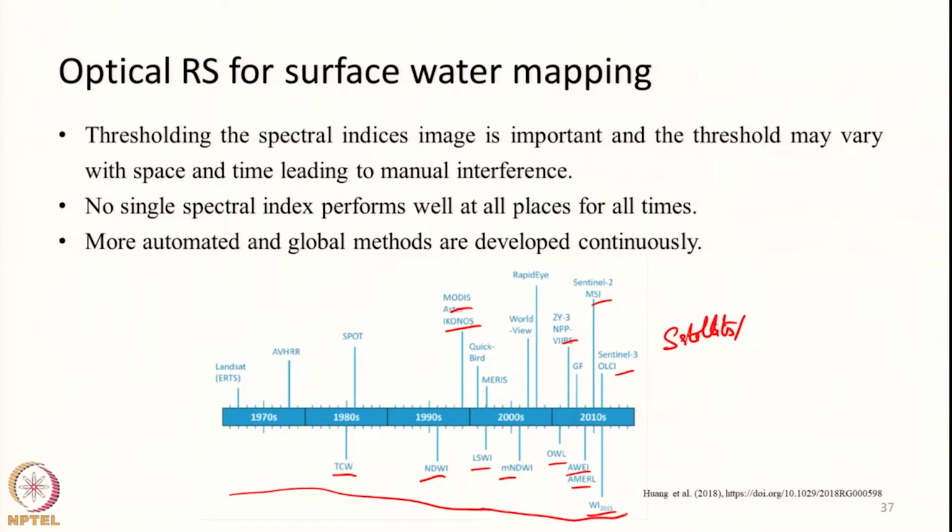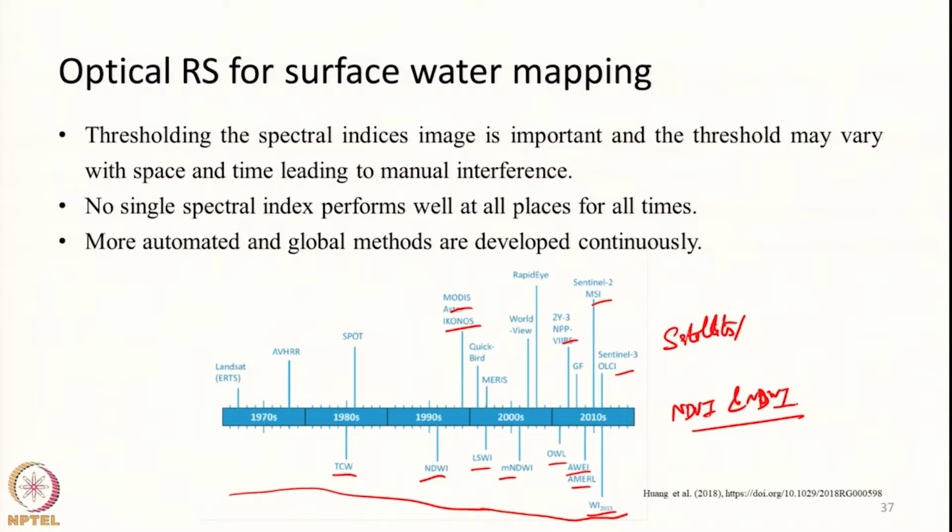Okay. And people have even used a combination of NDVI and NDWI. This is also being used in order to retrieve open water bodies. So, there are different ways and different thresholding methods have been used, but the one problem is that no single spectral index has been found to perform well globally and at all times.